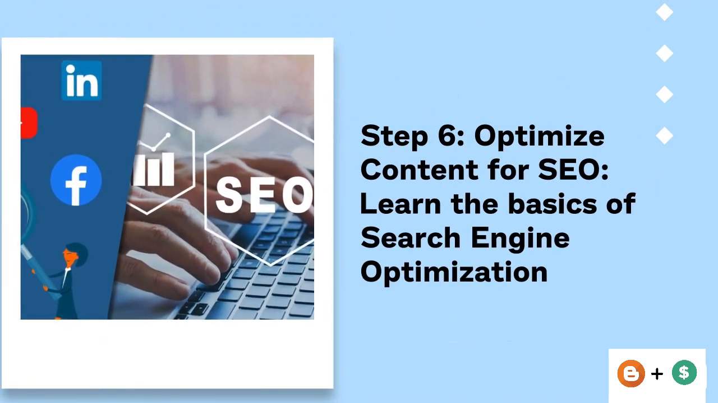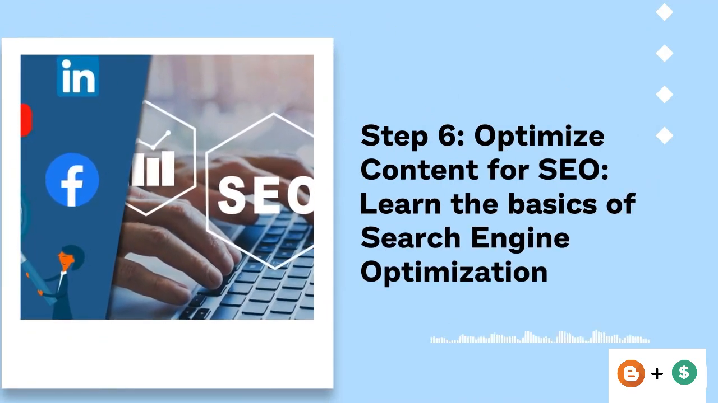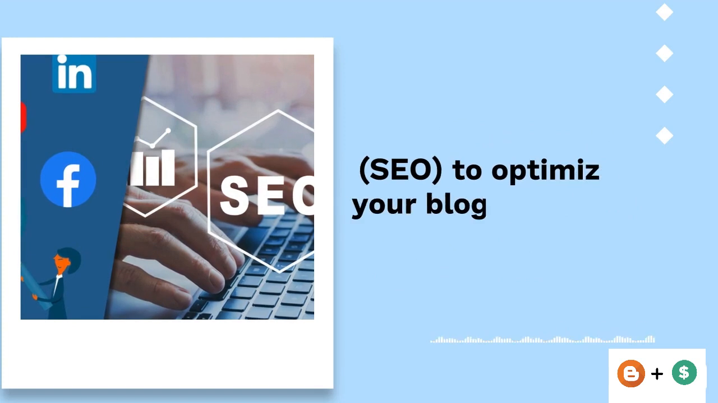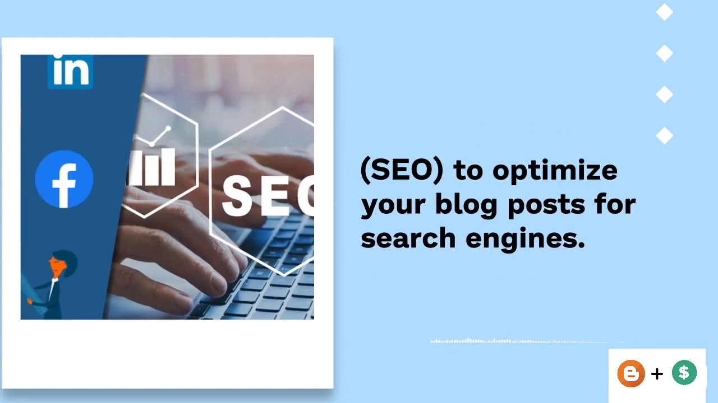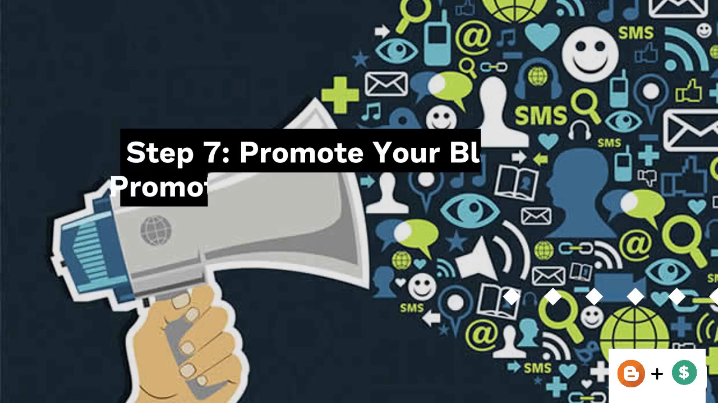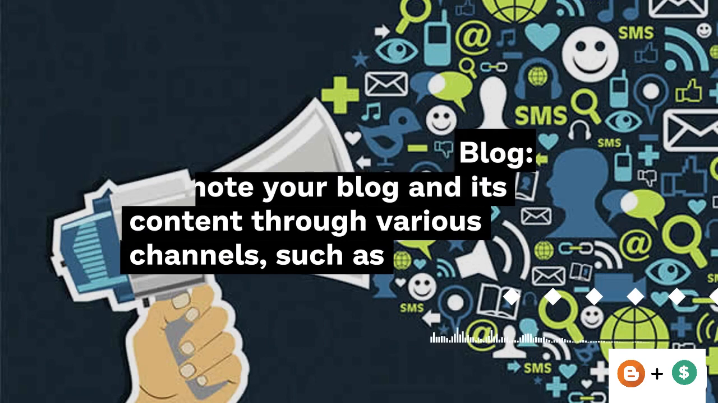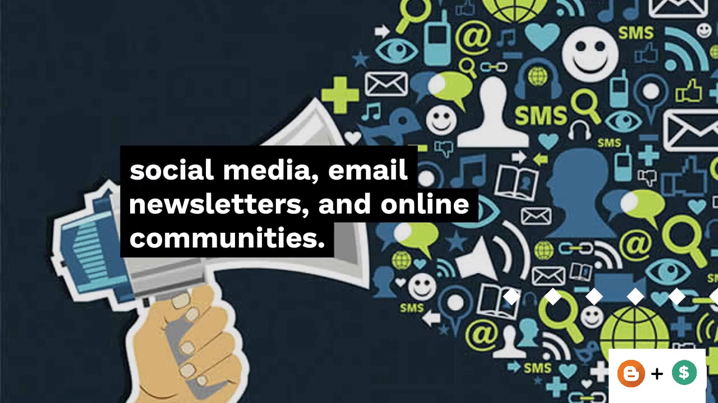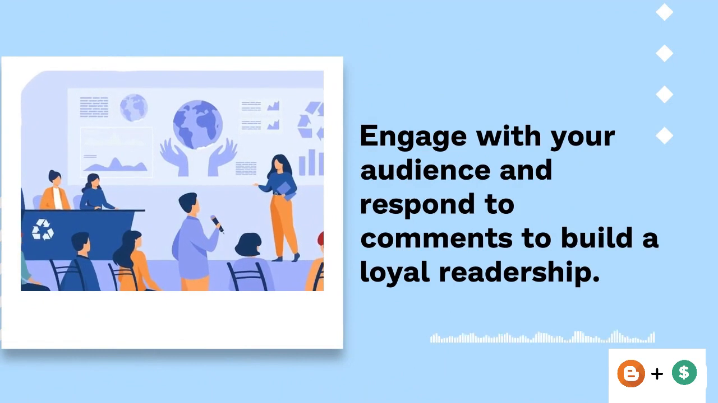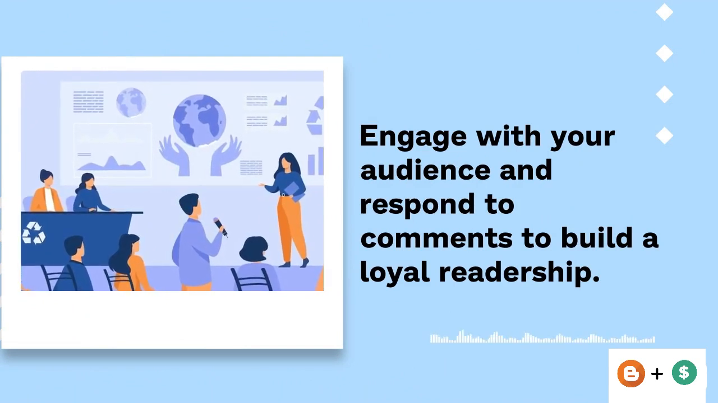Step 6. Optimize content for SEO. Learn the basics of search engine optimization (SEO) to optimize your blog posts for search engines. Step 7. Promote your blog. Promote your blog and its content through various channels, such as social media, email newsletters, and online communities. Engage with your audience and respond to comments to build a loyal readership.